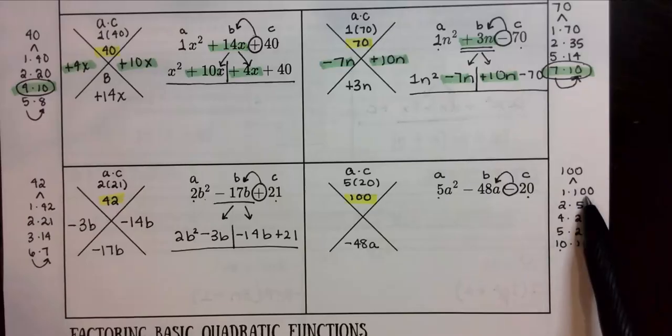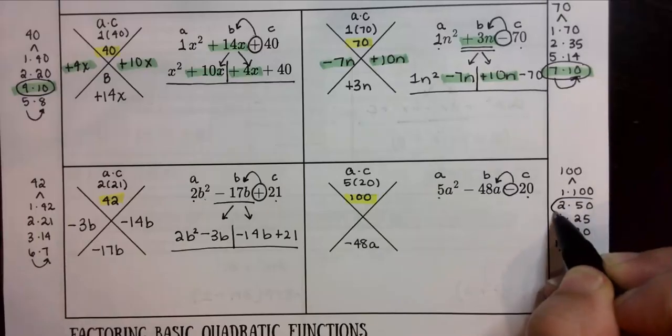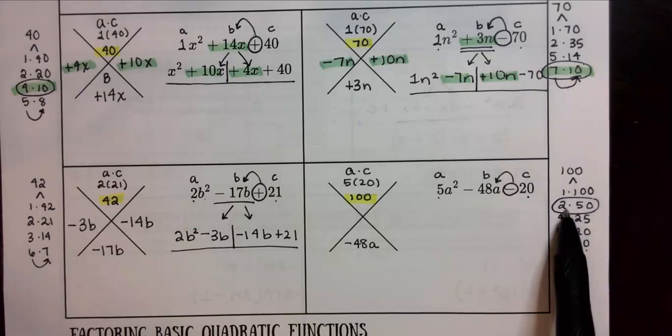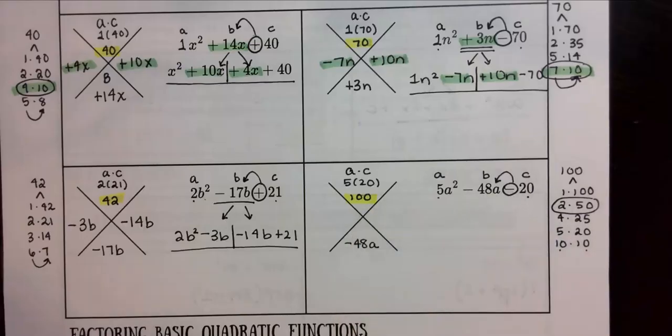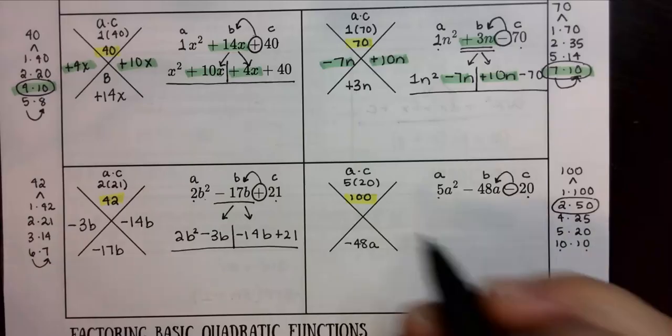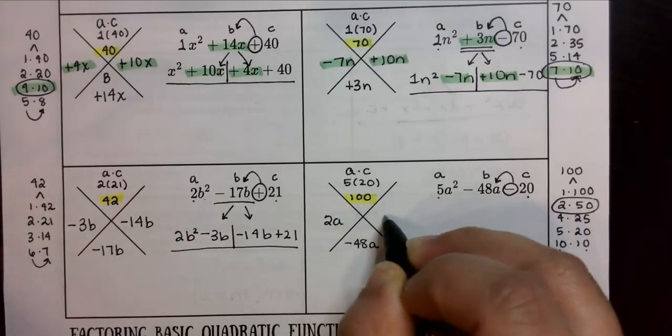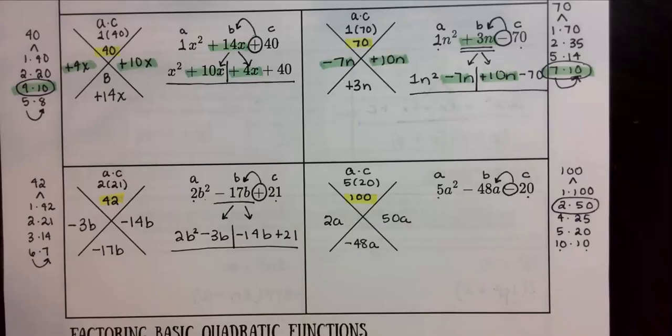So if I subtract 1 from 100, it gives me 99. If I subtract 2 from 50, it gives me 48. So we're using this one right here. I'm going to circle it, because if I multiply these two numbers, it will give me a 100. If I subtract them, it will give me 48. So we're going to say 2A, 50A.